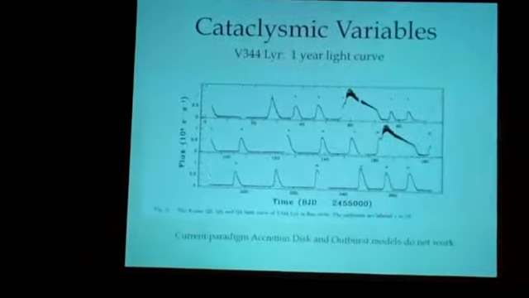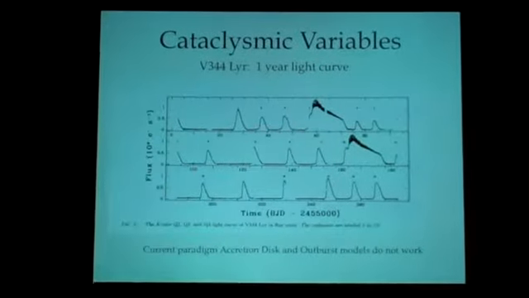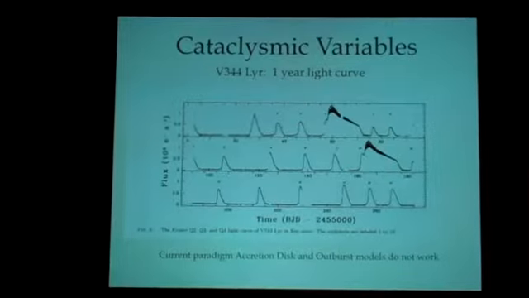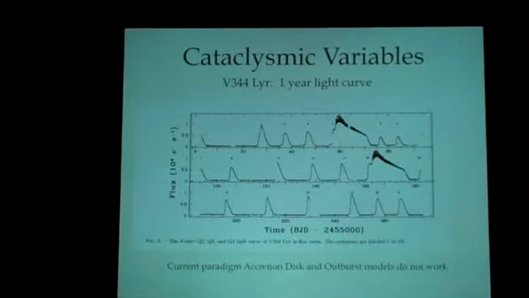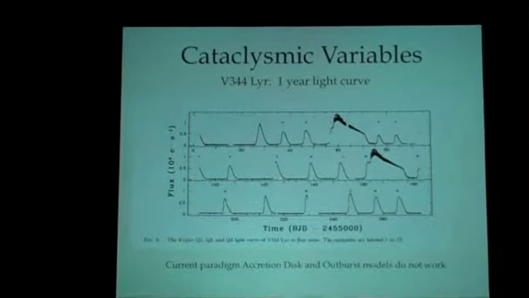Cataclysmic variables, near and dear to my heart. These are objects that have two stars that orbit very close to each other. They have orbital periods as short as 80 minutes. These two stars are orbiting around each other. These are stars, not a star and a planet, but two stars. Some of them can be as long as 6 hours. So they're very short orbital periods.